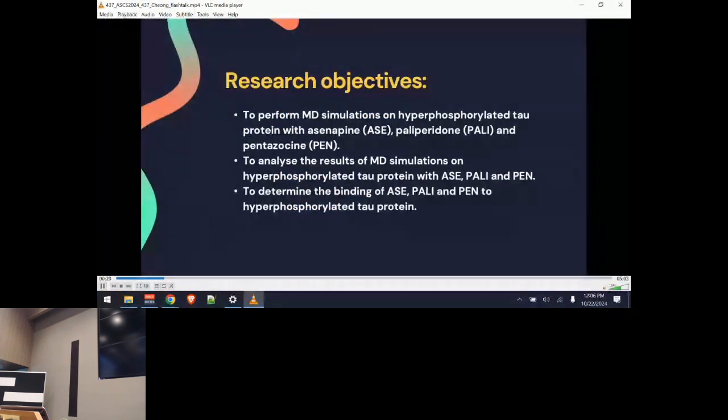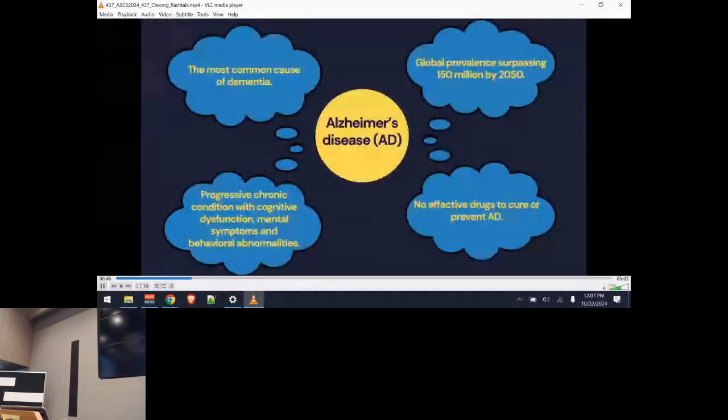The research objectives include to perform MD simulations of hyperphosphorylated tau protein with acinapine, paliperidone, and pentazocine, to analyze the results of the MD simulations on hyperphosphorylated tau protein with ASE, PALI, and PAN, to determine the bindings of ASE, PALI, and PAN to hyperphosphorylated tau protein.